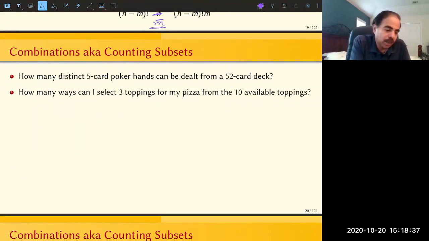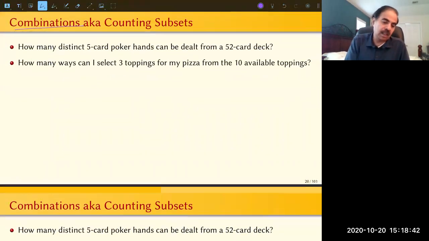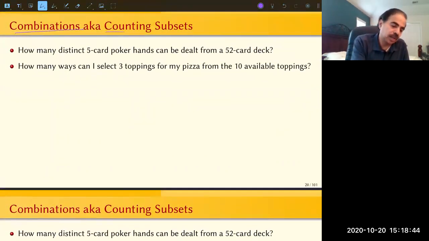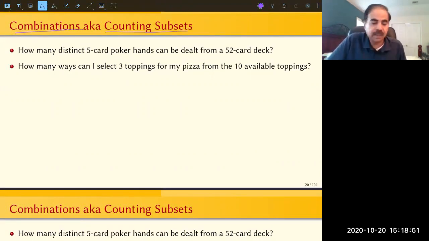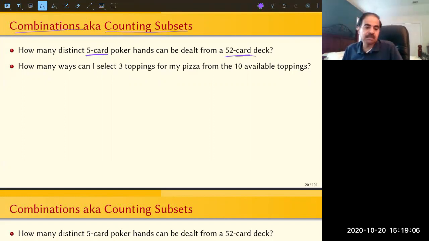Then we looked at combinations, right? Which is also another way of thinking about it, is to think about subsets, right? So how many 5-card poker hands can be dealt from a 52-card deck? So we are talking about a 5-element subset from a 52-element set, right? So how many distinct 5-element sets are there?